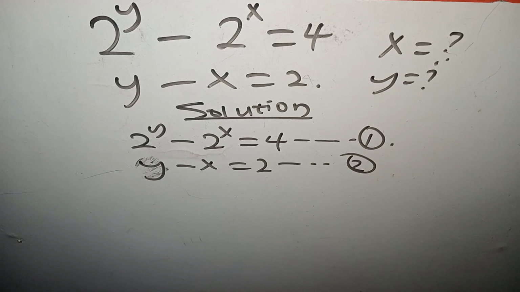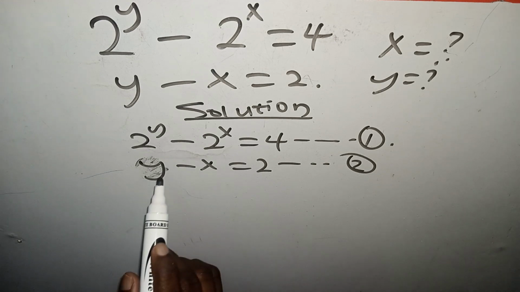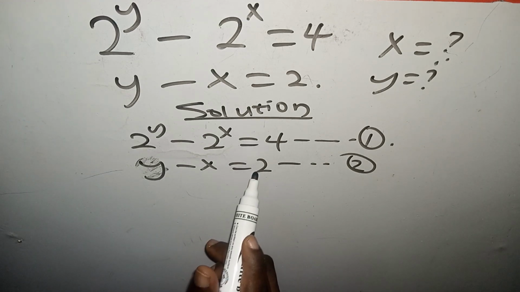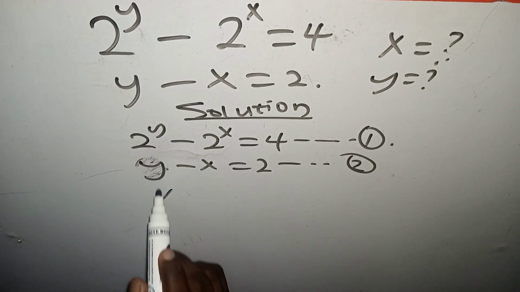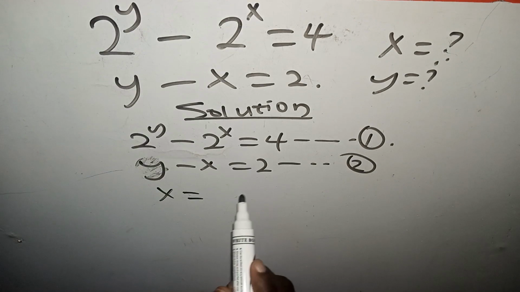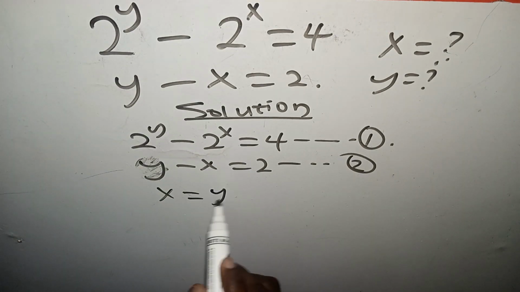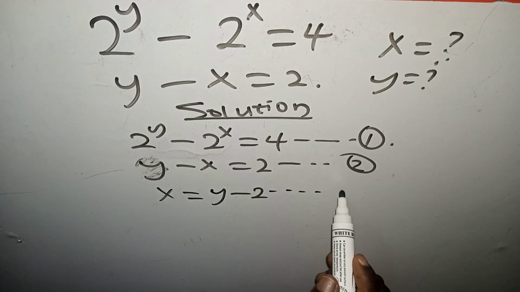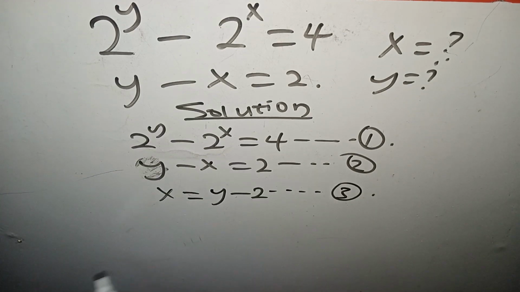Okay, after having that, the next thing we are going to do is make x the subject of formula in equation 2. So we are going to say x is equal to, by the time we make x the subject of formula, it becomes y minus 2. By the time we make x the subject of formula in equation 2, your x now equals y minus 2. So we can call this equation 3.